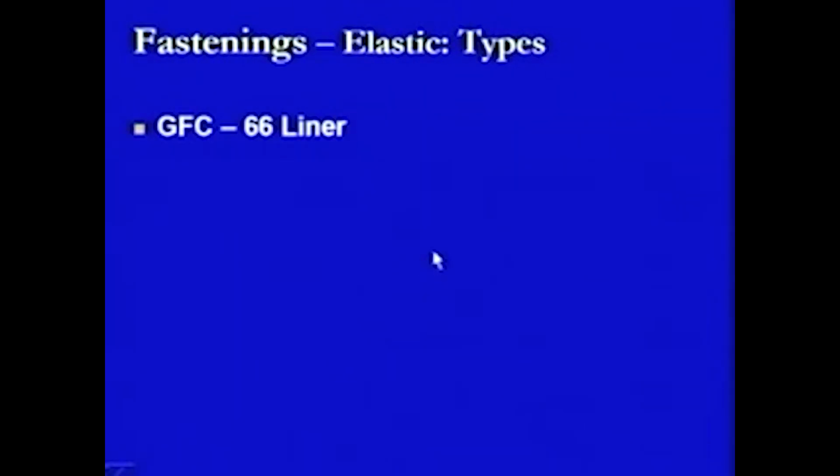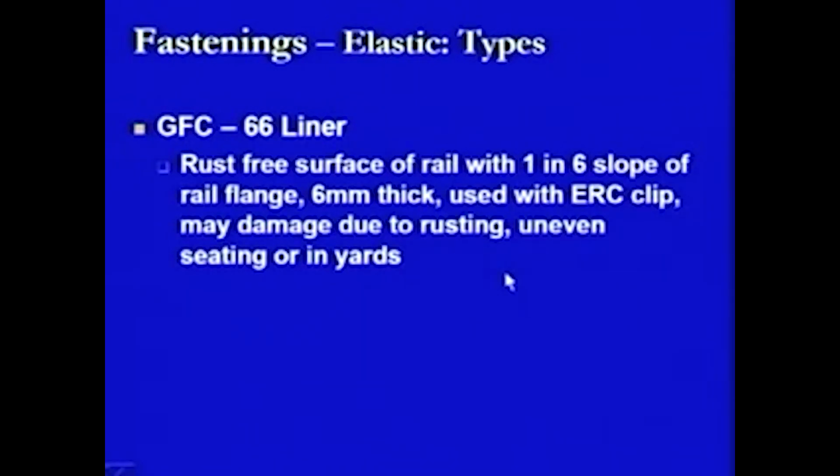Then the final one is the GFC 66 liner. This GFC 66 liner is a rust free surface for the rail, with 1 in 6 slope of the rail flange being provided. These are 6 mm in thickness, and these are used with ERC clips. These are elastic clips, and they may get damaged due to rusting, or uneven seating, or they may also get damaged in the yards. These are again the glass filled composite liners. They are termed as 66 number liner.